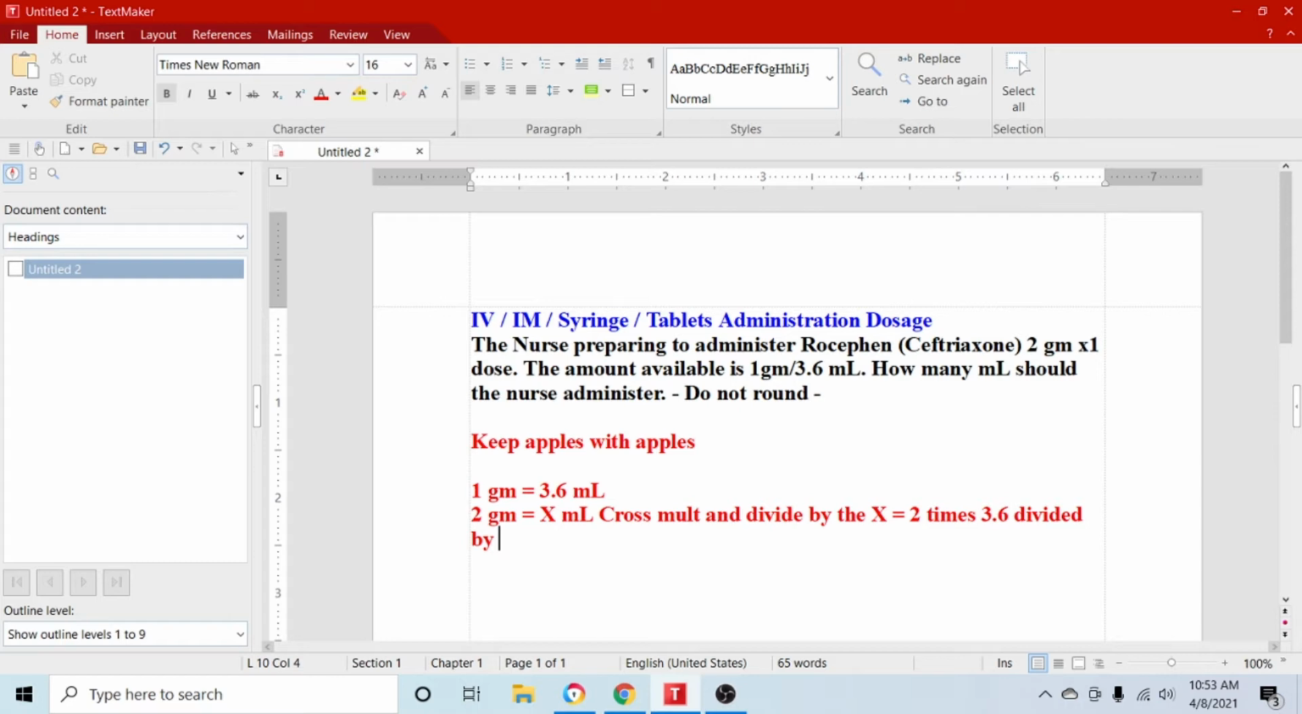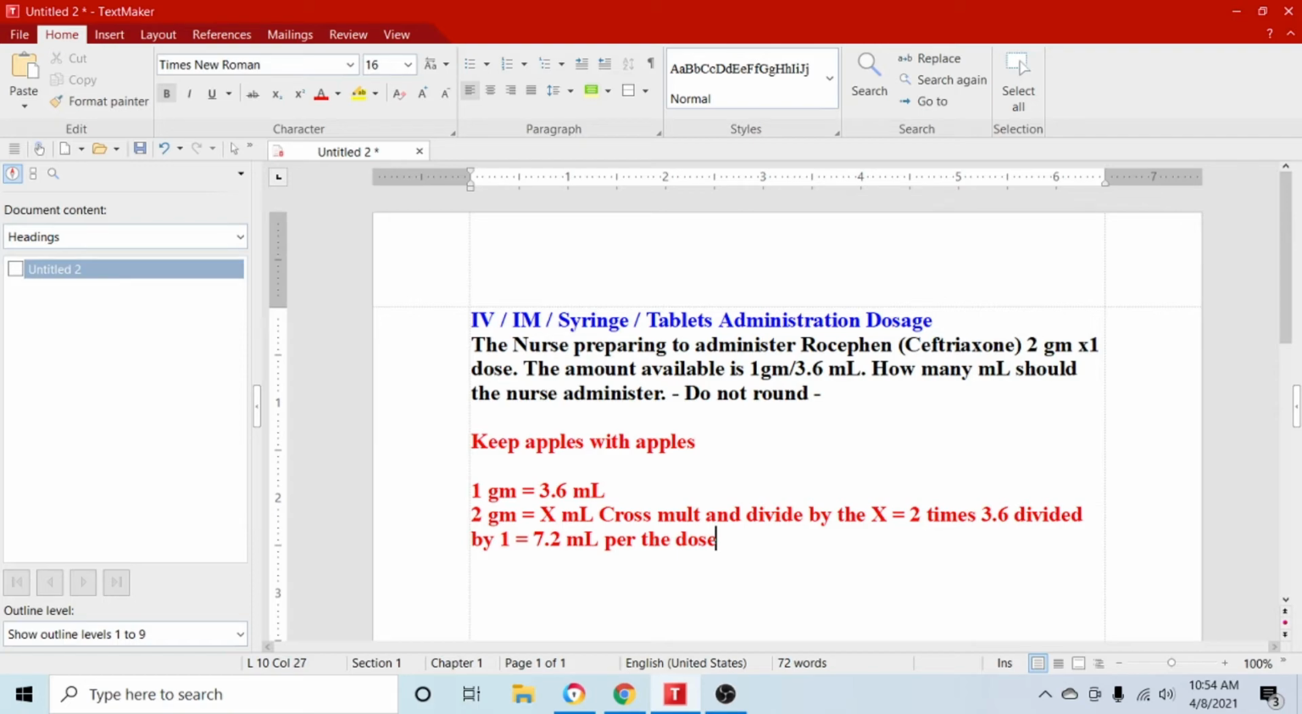So divided by 1 equals, and that will come up to be 7.2 ml per dose. Okay? That's your answer. 7.2 ml per dose.